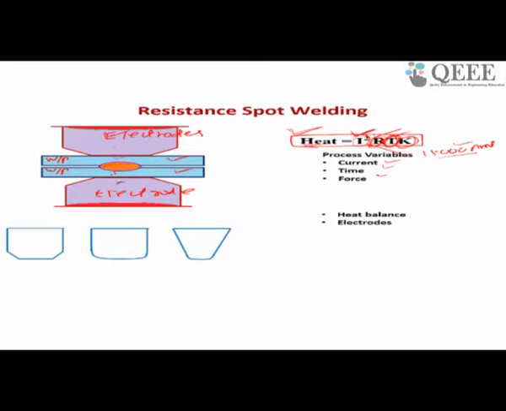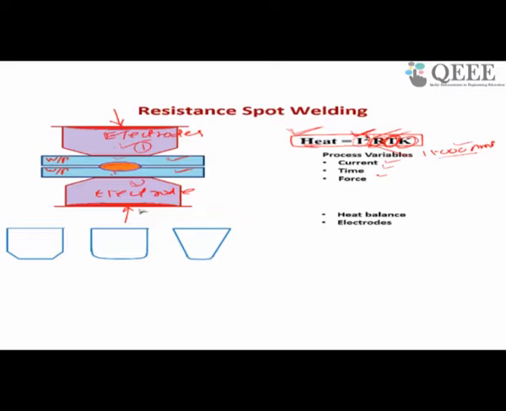Then on top and on both sides, you have to use two electrodes, electrode 2. You have to use two electrodes on the top and bottom side. Then what you have to do? Then you have to apply force. You have to apply heavy force. So because of force, what will happen?